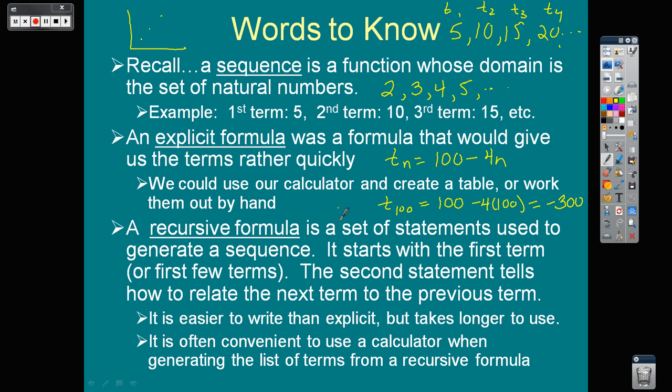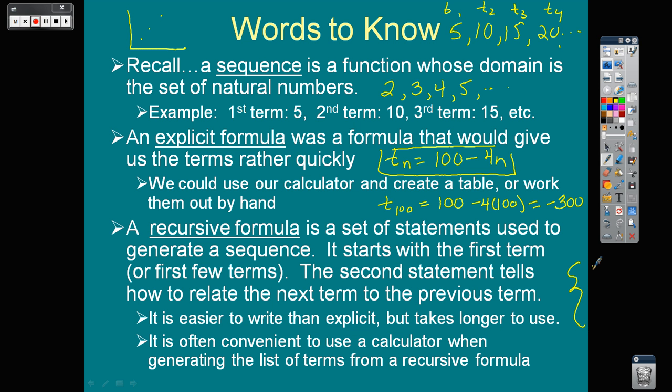A recursive formula is another way to write it. Okay, it doesn't look like this. A recursive formula has two parts to it. It is a set of statements used to generate a sequence. It starts with the first term, or first few terms if it was necessary. Then the second statement tells us how to relate the next term to the previous term. Like I said, it's easier to write than an explicit formula, but it takes much longer to use. It is convenient to use a calculator when generating the list of terms from a recursive formula. Okay, here's how it will look.